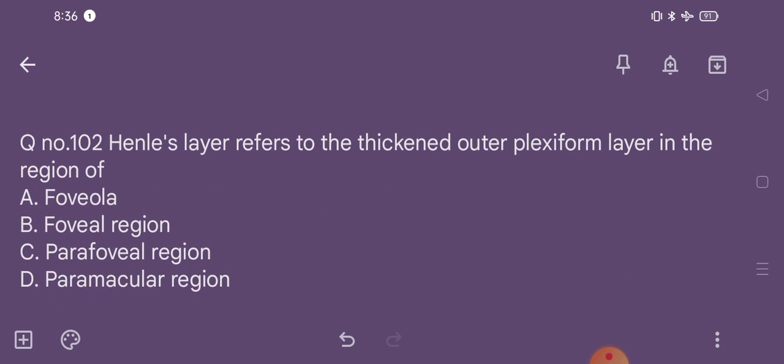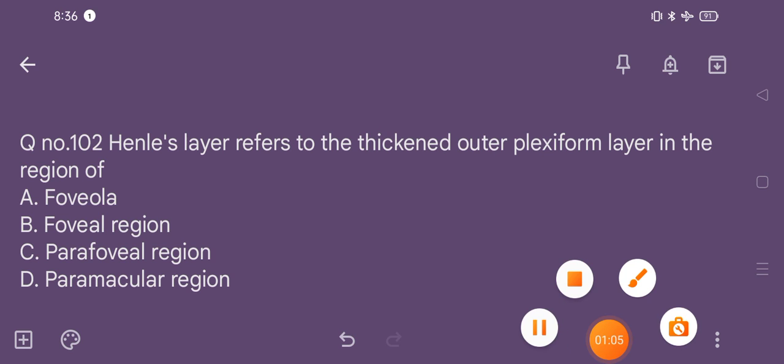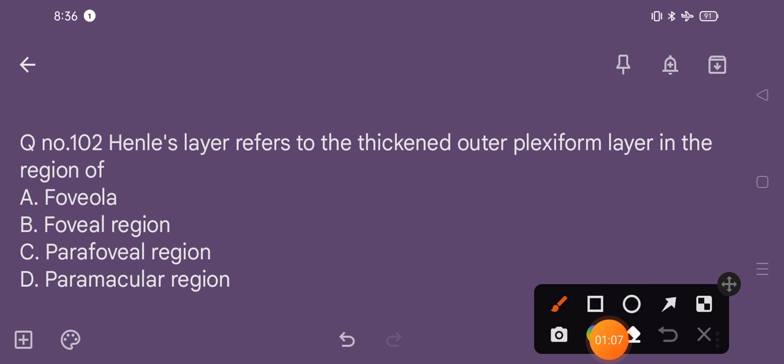Question number 102. Henle's layer refers to the thickened outer plexiform layer in the region of: option A, foveola; option B, foveal region; option C, parafoveal region; option D, paramacular region. The correct option is option B, that is foveal region.